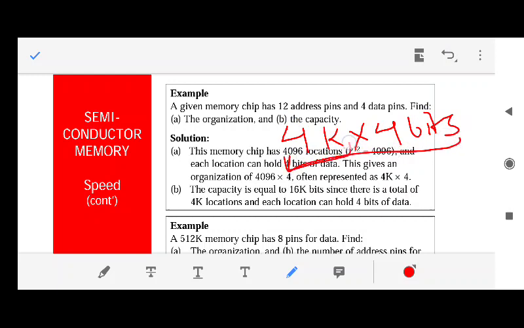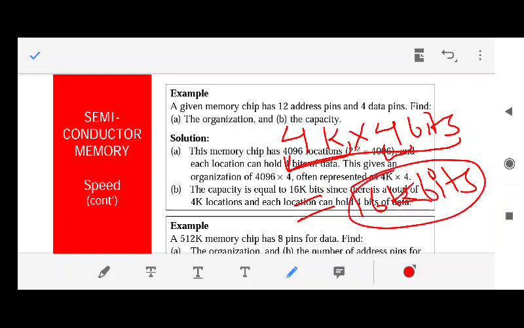This is location. Each location has 4 bit. So just multiply it. It comes out to be 16 kilobits. What does it mean? It means your memory has a total of 16 kilobits. Now how have you defined the memory? You have defined the memory something like this: first location, second location, third location, fourth location, and 4096 locations.